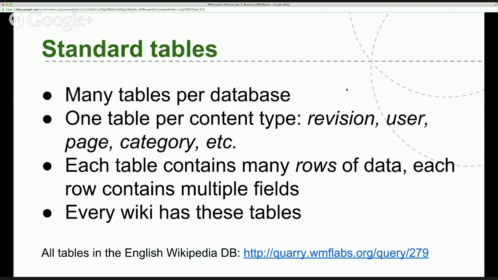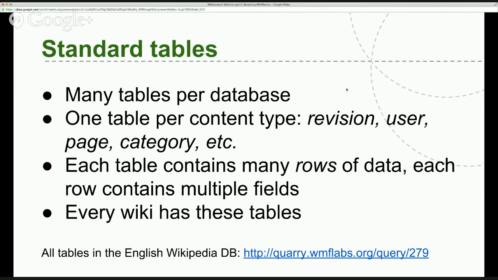There's a lot of tables in the databases. I have one table per content type. So there's a table for revisions, and that table has a row in it for every single revision that's ever been made to Wikipedia. There's a table for users, and that table has a row for every user in Wikipedia. There's a table for pages, a table for categories, etc.